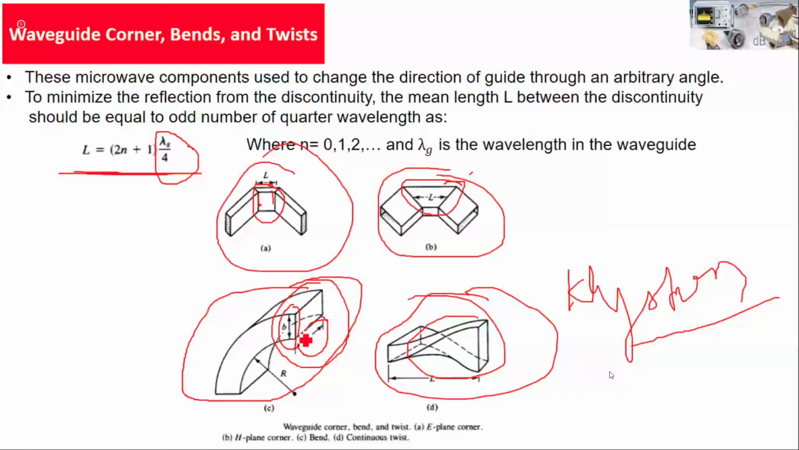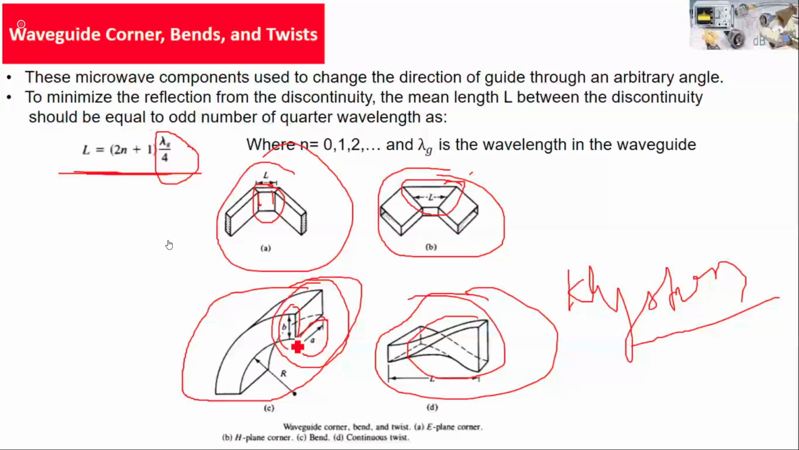So the design of a waveguide is entirely dependent on these dimensions A and B, and all these waveguides are made according to standard waveguide guidelines. Based on that, we have to give the dimensions. We cannot give any arbitrary dimensions. Generally, a waveguide is a metallic hollow conductor.